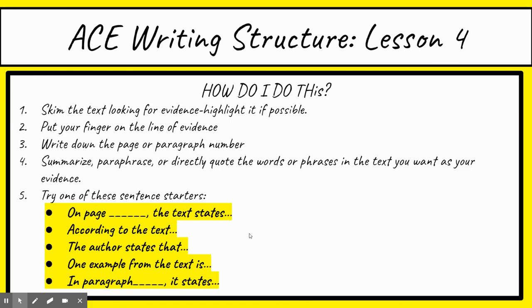So, how are you going to find this evidence and how are you going to put it into an ACE response? Well, number one, you're going to answer the question. Before we even go into writing our C portion, our evidence, you have to answer the question. After you've answered the question, you're going to go back to your text or whatever it is that you're looking at. You're going to skim the text looking for evidence.